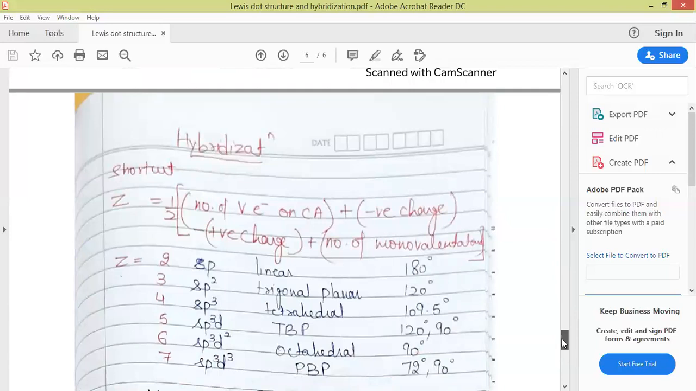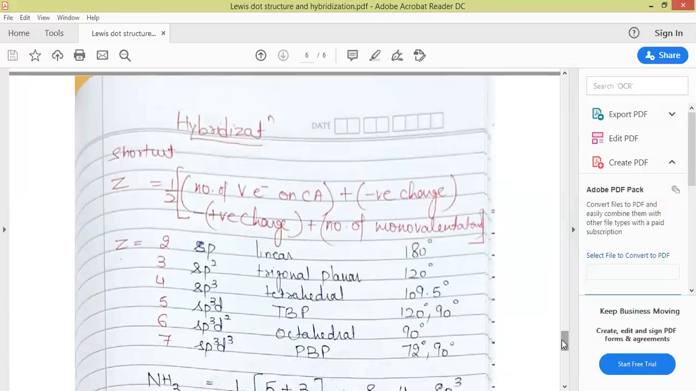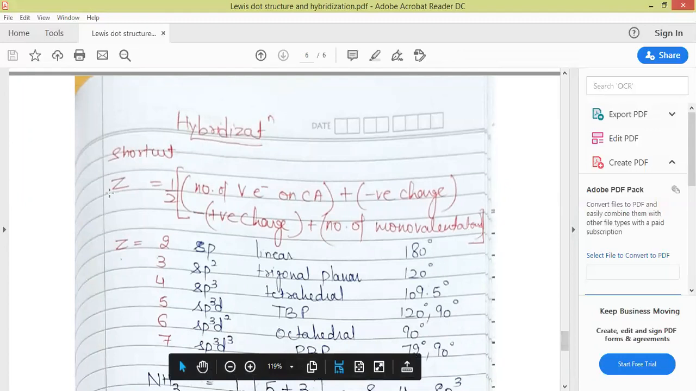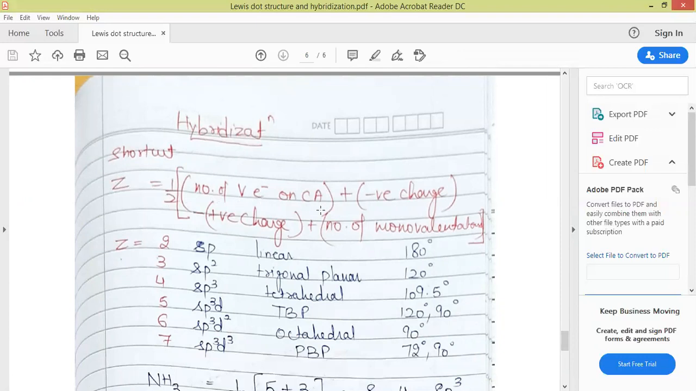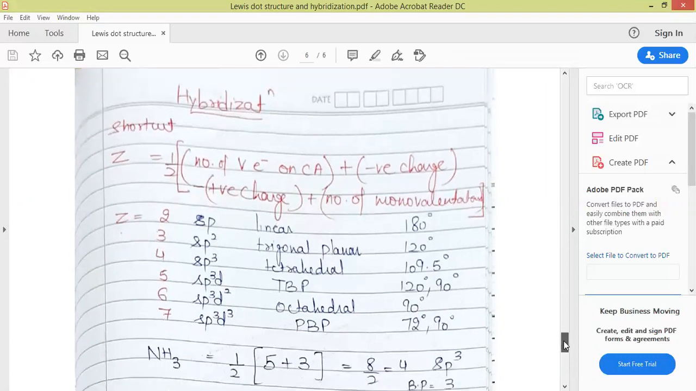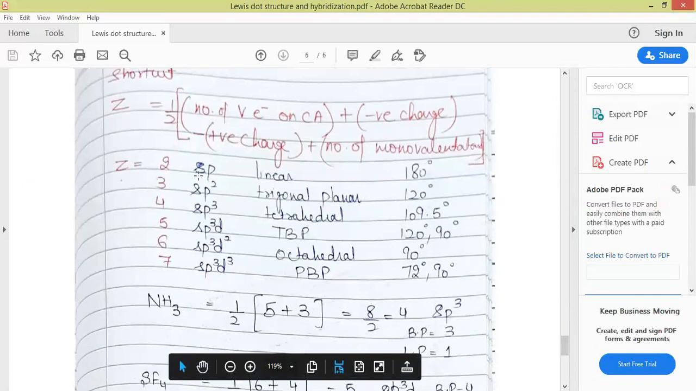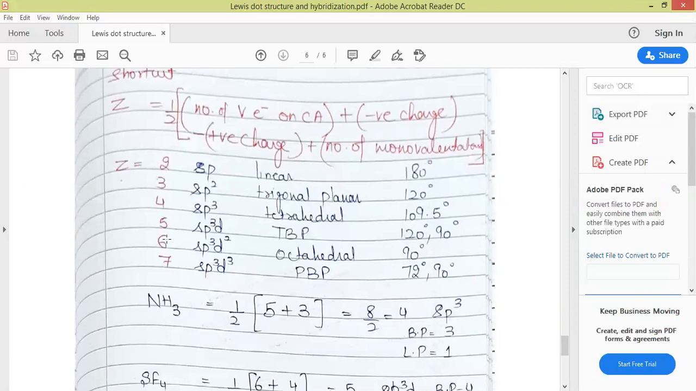Next is hybridization. This is a shortcut for hybridization. Firstly, we'll have to calculate Z for any molecule, which is half multiplied by the number of valence electrons on the central atom, plus any negative charge present, minus any positive charge, plus the number of monovalent atoms present in the molecule. If Z comes out to be 2, that means hybridization is sp, geometry is linear, angle is going to be 180. Similarly, 3 means sp2, 4 means sp3, 5 means sp3d, 6 means sp3d2, 7 means sp3d3.